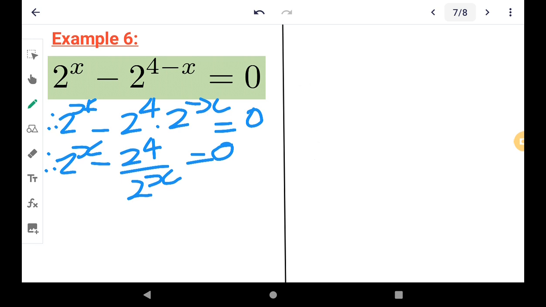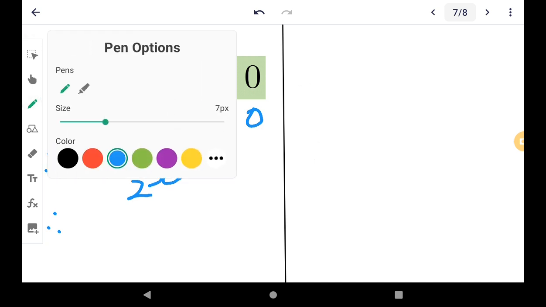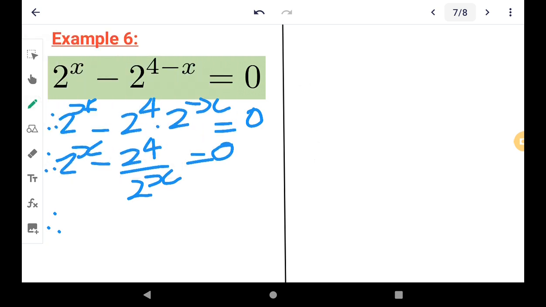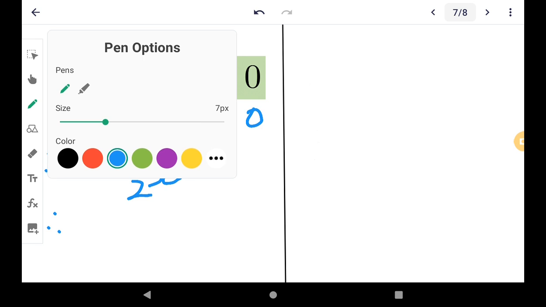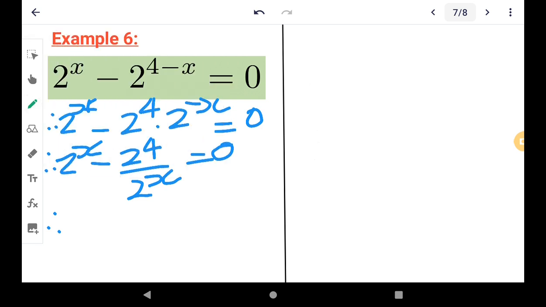Now notice that now you can multiply throughout by 2 to the power of x. But to make your life easier, just let 2 to the power of x equal k.